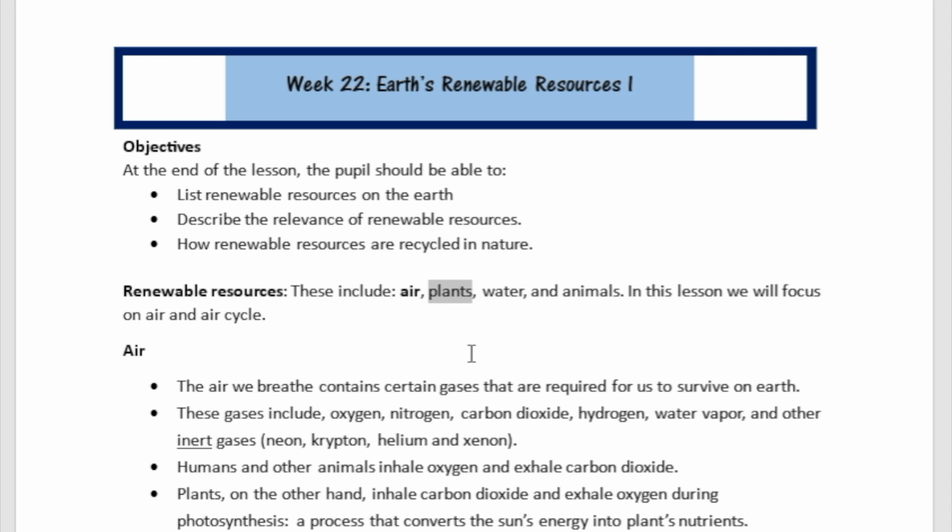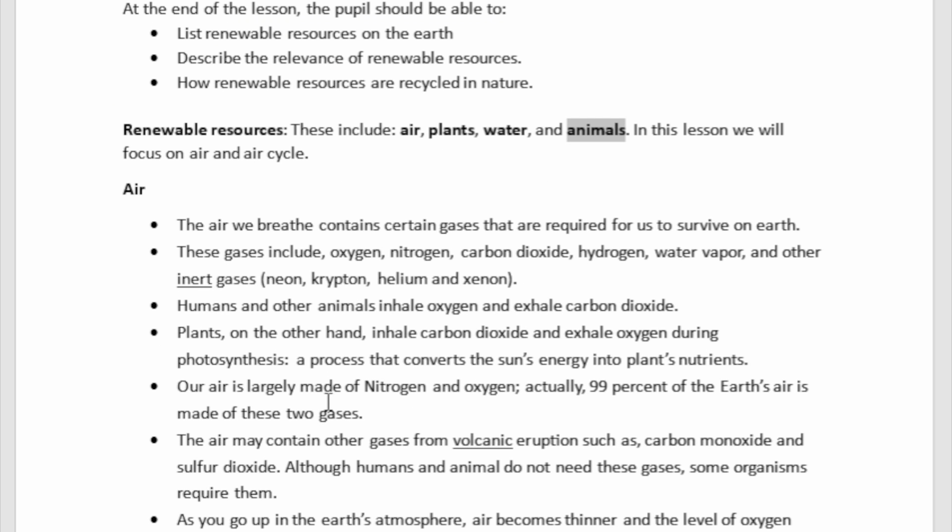Plants, okay, that's a renewable resource as well. Water is renewable. Animals are renewable. In this lesson, we're going to focus only on air though. So the air that we breathe in contains certain gases that are required for us to survive on Earth.